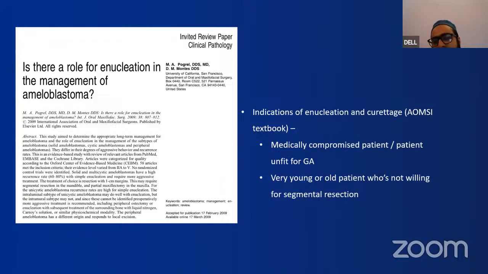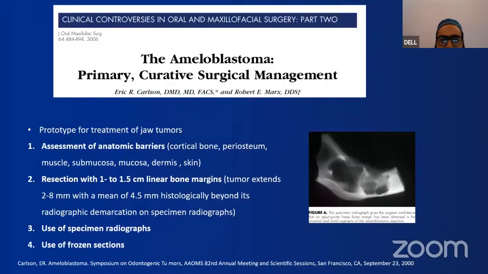Now, enucleation and curettage can be done in case the patient is medically compromised, or a very young or old patient who is not willing for segmental resection. Now, this paper was given by Eric Carlson in JOMS in 2006, where they explained why primary surgical management is important, and it's curative in nature because the entire ameloblastoma tissue has been removed.